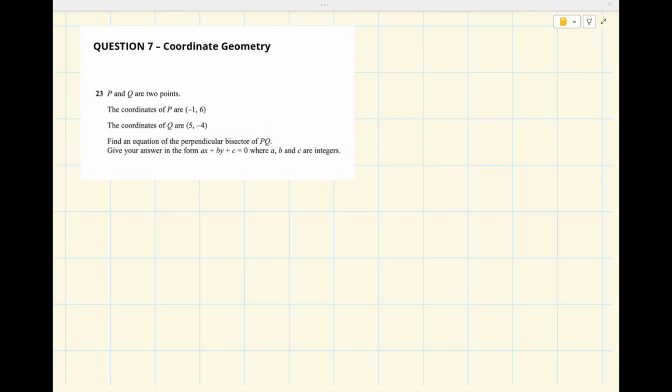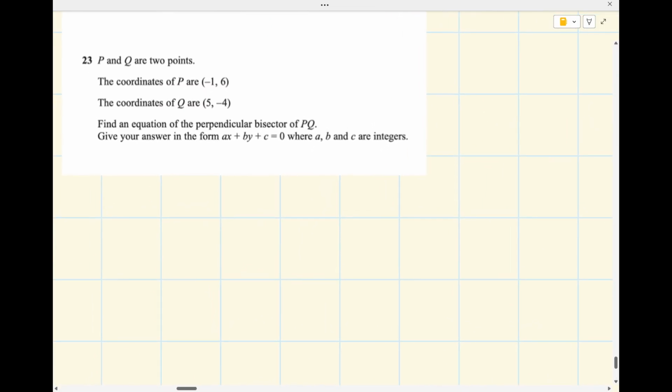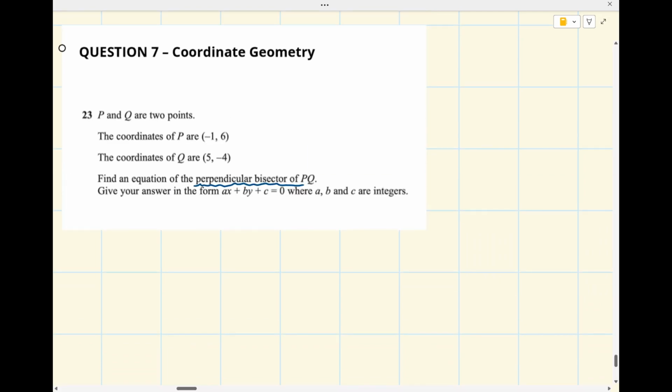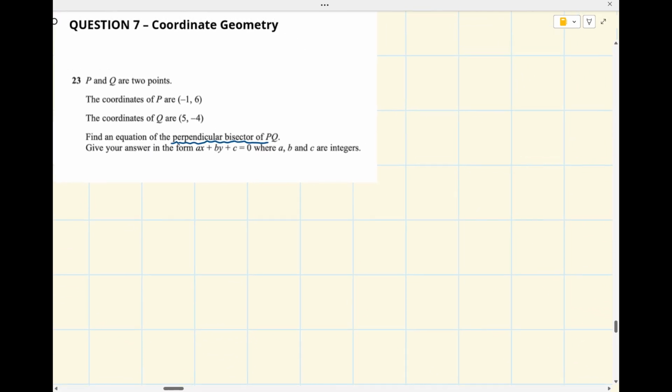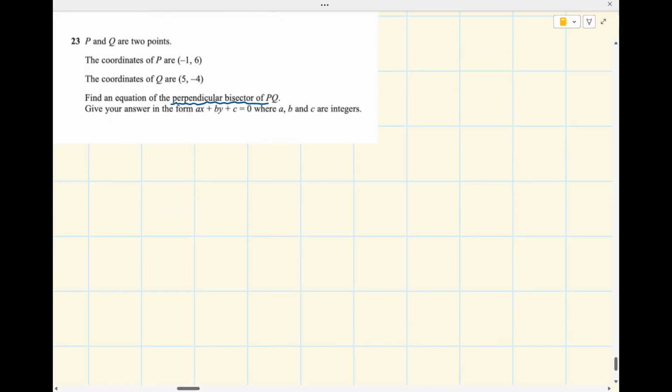Question 7. P and Q are 2 points. There are the coordinates. Find an equation of the perpendicular bisector of PQ. Now, if you're thinking, oh, I know how to do that, and I can do it automatically like a robot, then that's great. If you're not, then perhaps a sketch will help you out. If in doubt, draw it out. Let's have a look. Coordinates of P are (-1, 6), and the coordinates of Q are (5, -4).